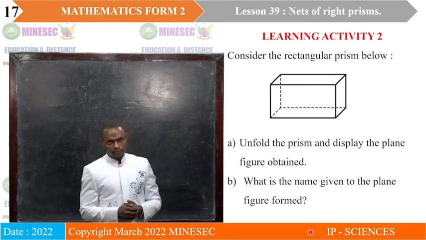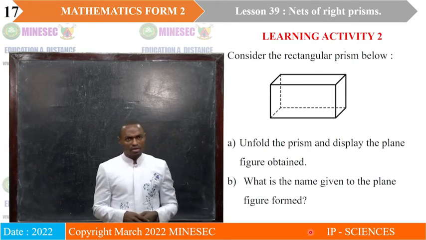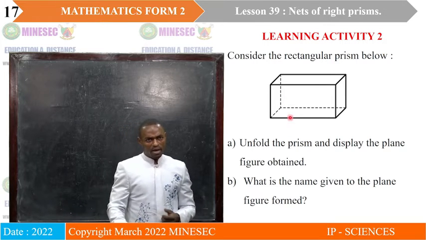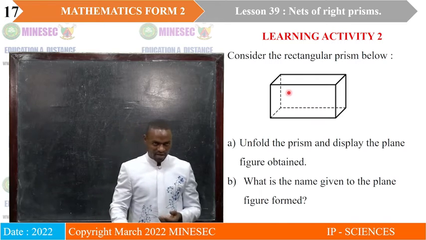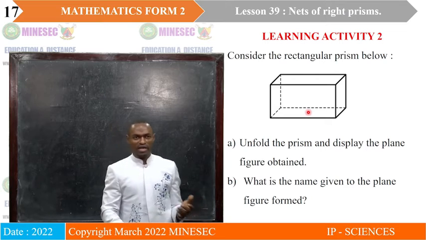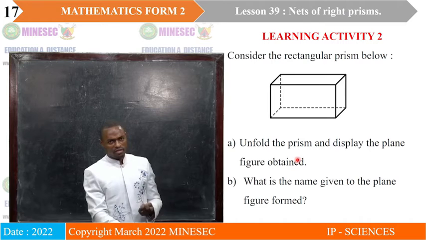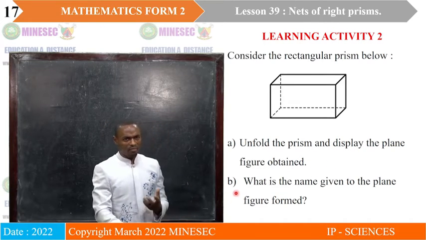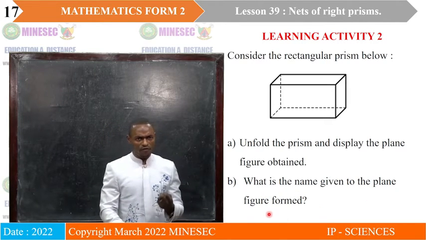We move to the second learning activity. Consider the rectangular prism below. Now look at it. This one now is a rectangular prism. And a rectangular prism can be represented by a cuboid or any rectangular box. A, unfold the prism and display the plane figure obtained. B, what is the name given to the plane figure formed?